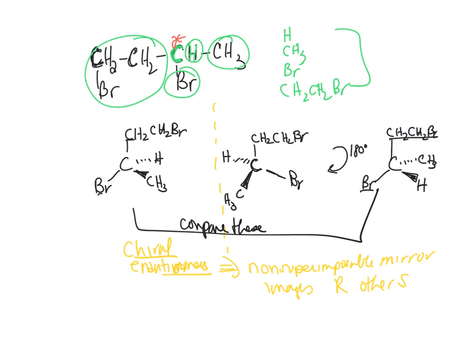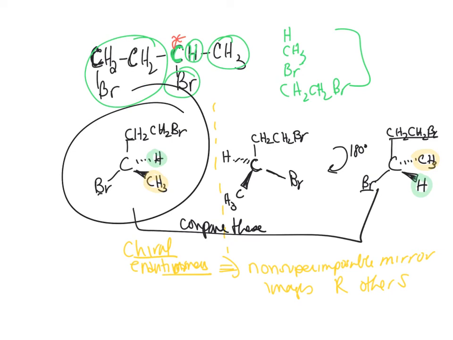But the CH3 and the H are non-superimposable. Okay, so that's how you draw the mirror image. There's your asymmetric carbon. But we want to assign R and S to these molecules. So we're going to be looking at assigning this one and this one. We're not worried about that mirror image.